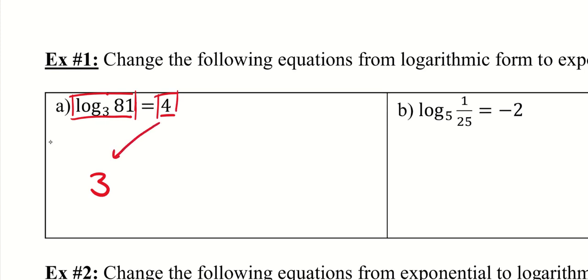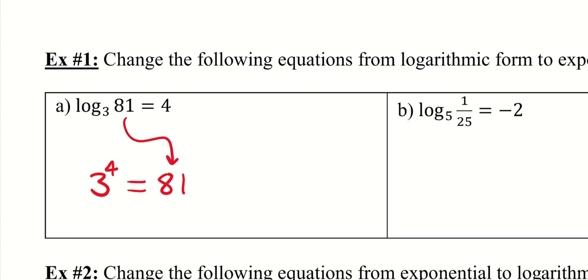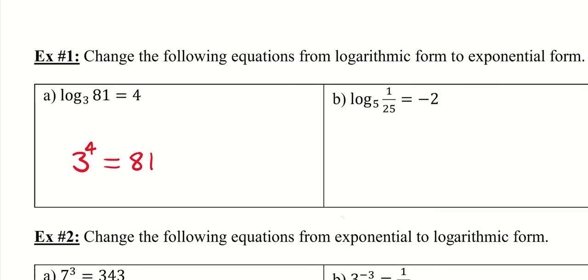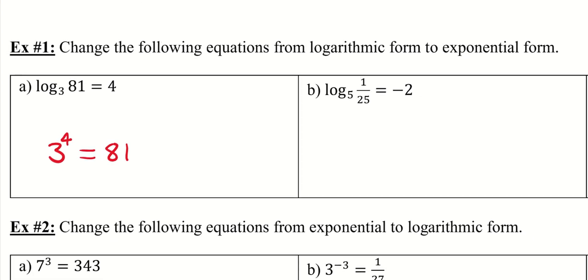So 4 is actually the exponent on this base. And then, what is 3 to the power of 4? It is 81, which is equal to the input of your logarithm. So that's how we can change an equation from logarithmic form to exponential form.